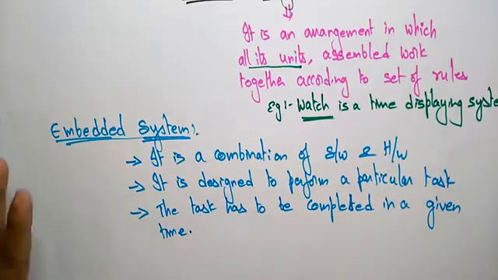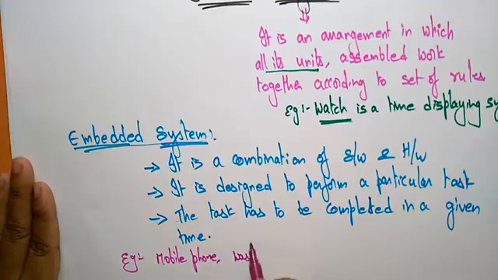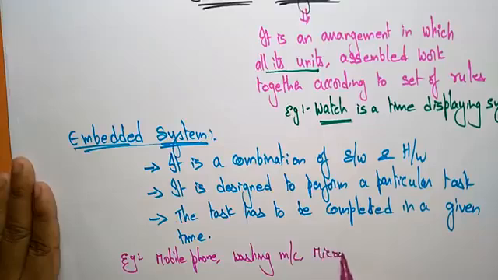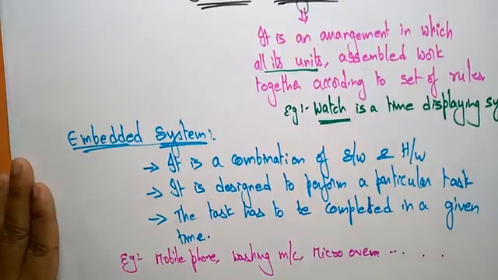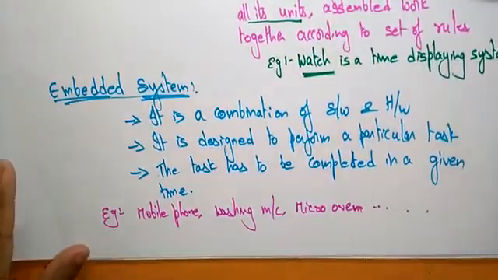So let me explain with examples. Let's take the examples of mobile phones, washing machine, micro oven. Okay, so there are a lot of examples out there. Let me take one of the examples and explain this definition.